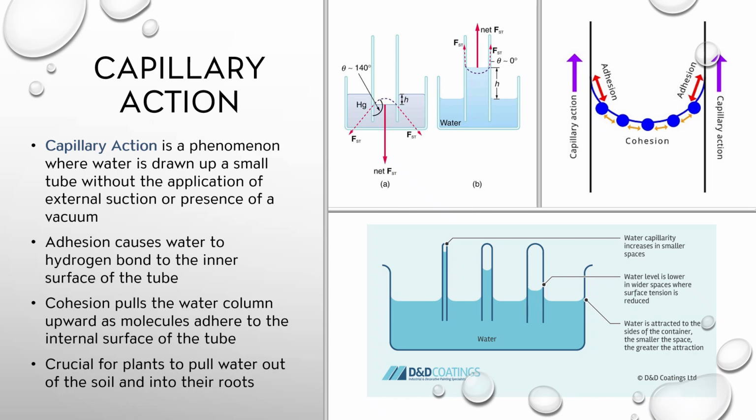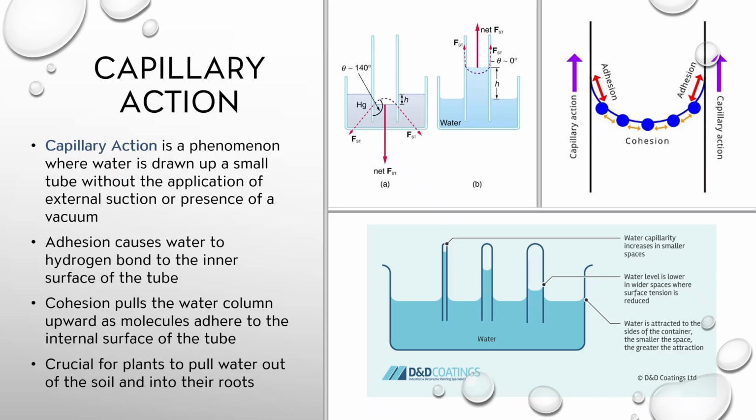The next one is kind of a really cool emergent property when we put cohesion and adhesion together. And it's called capillary action. So a capillary is just a really, really tiny, thin tube. And so capillary action is a very cool phenomenon where water is actually drawn up the tube without the application of any external suction or the presence of a vacuum or anything like that. So there's nothing drawing the water up actively. The water is climbing up effectively, passively in this case. And the smaller the tube, the higher the water is able to climb.